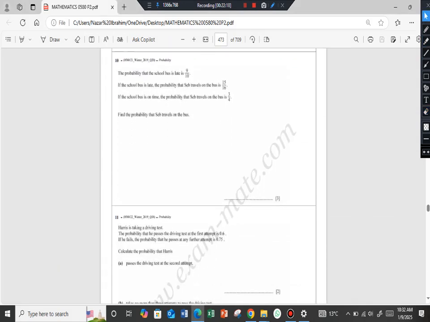Okay, question number 10. The probability that the school bus is late is 9 upon 10. If the school bus is late, the probability that Seb travels on the bus is 3 upon 16. If the school bus is on time, the probability that Seb travels on the bus is 3 upon 4.